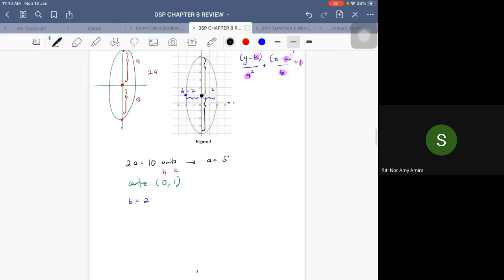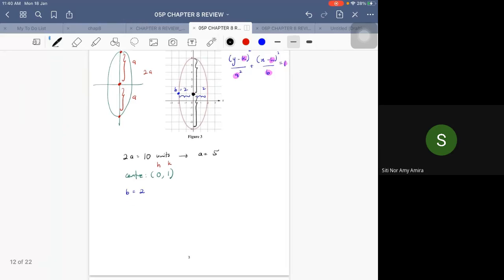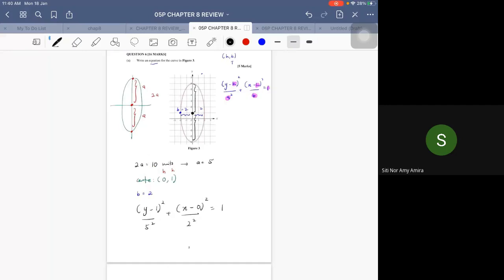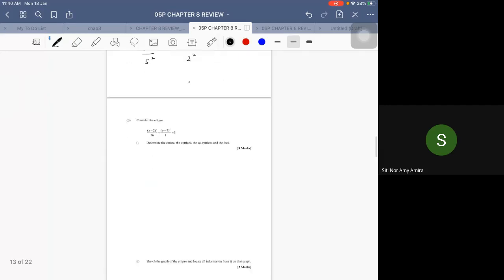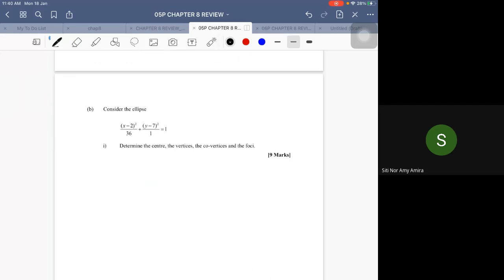So now that we have all those values, ganti masuk saja dalam equation kat atas tu. So kita dapat equation dia adalah, so Y tolak 1 square, so bahagi dengan A square, so it's going to be 5 square. So tambah dengan X tolak H, which is going to be 0. So it's going to be X minus 0 square over B. So for this case dia akan jadi 2 square and that is going to equal 1. So soalan ni dia nak equation and this is going to be our equation. That's it.